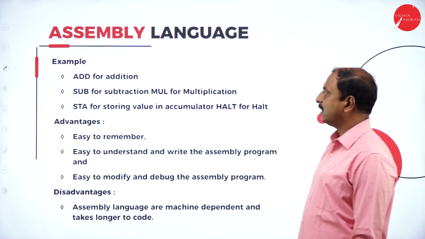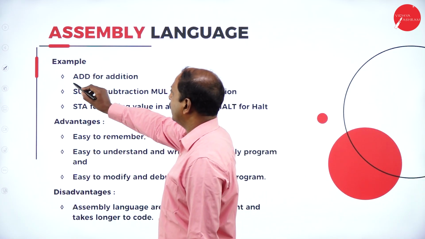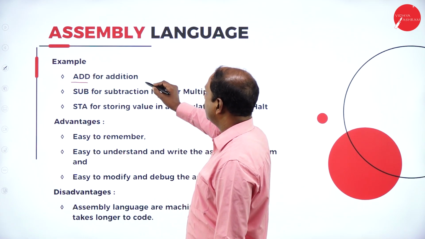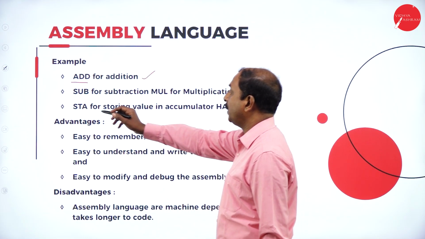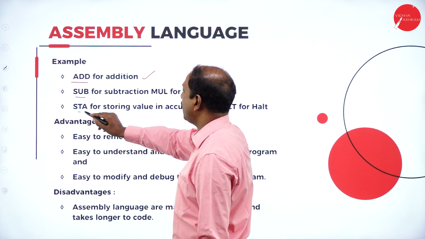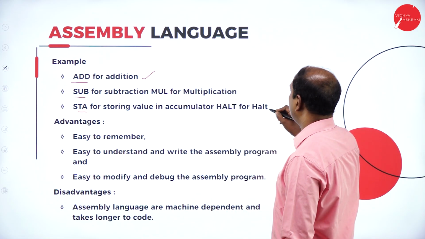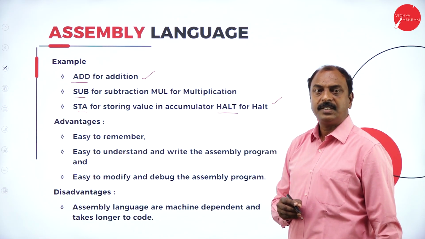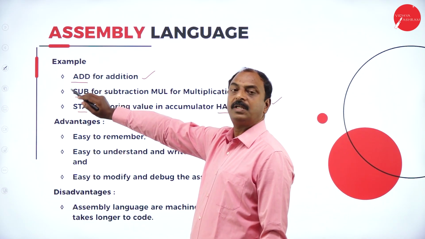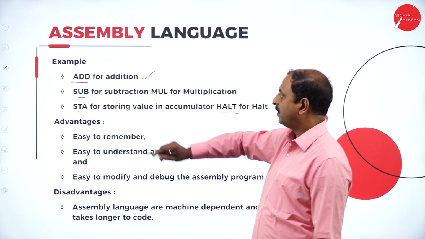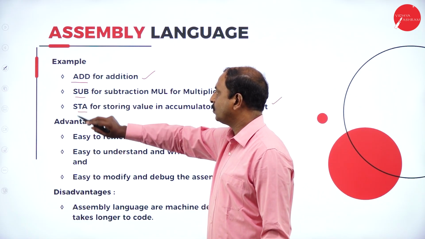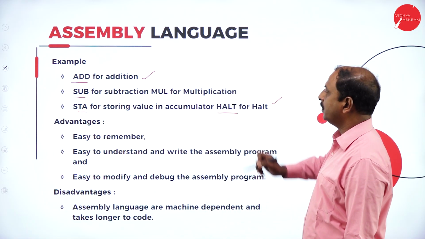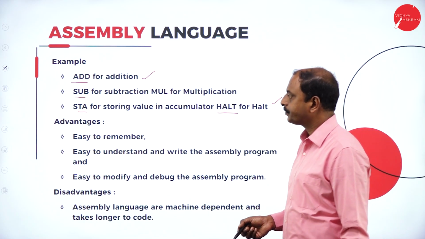Now let us see an example for that. See, we are using ADD. This is the code for addition, and SUB, which is for subtraction, STA for storing value in the accumulator, and HALT to stop execution. See, these are all better as compared to the previous machine level language. Here ADD is a mnemonic, and SUB, STA and HALT are also called mnemonics.